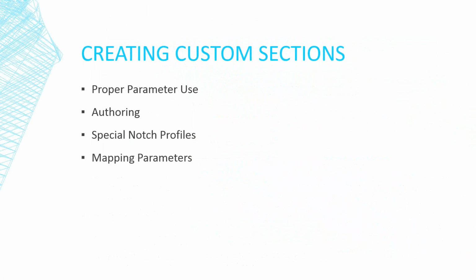So with that, we'll get started with the presentation. We're going to start out with a discussion of how to create custom sections. There are lots of ways you can do it. There are good ways and, I want to say bad ways, but maybe less productive ways to do it. We're going to cover things like proper parameter use, making sure that you name your parameters appropriately. I'll show you how to author a section. We'll discuss special notch profiles, which for more complex sections can be important, and then mapping your parameters so that both your Frame Generator use of that section and maybe in the frame analysis environment are both successful.